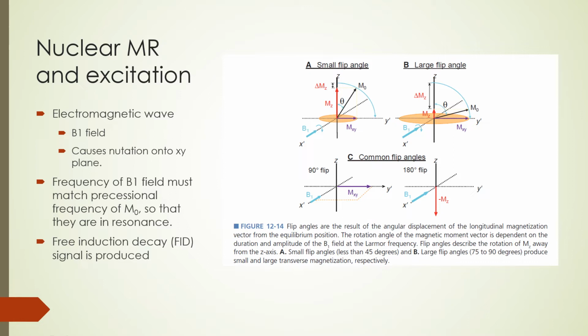As the net magnetization M0 returns to its original orientation or equilibrium position, both Mz and Mxy change, and an RF signal is produced called a free induction decay signal. This figure shows the flip angles produced by the B1 field. We shall see later, when we learn about pulse sequences, that common flip angles are 90 degrees or 180 degrees.